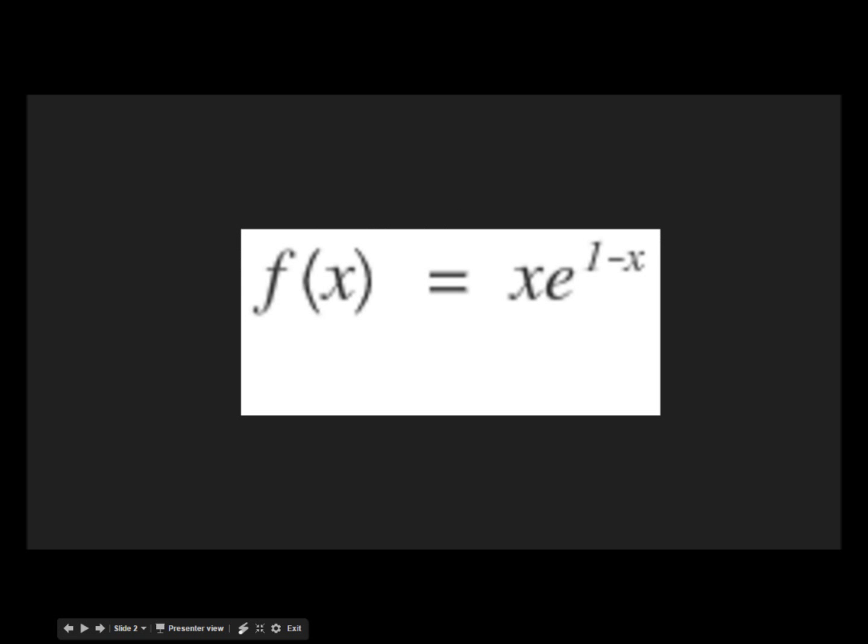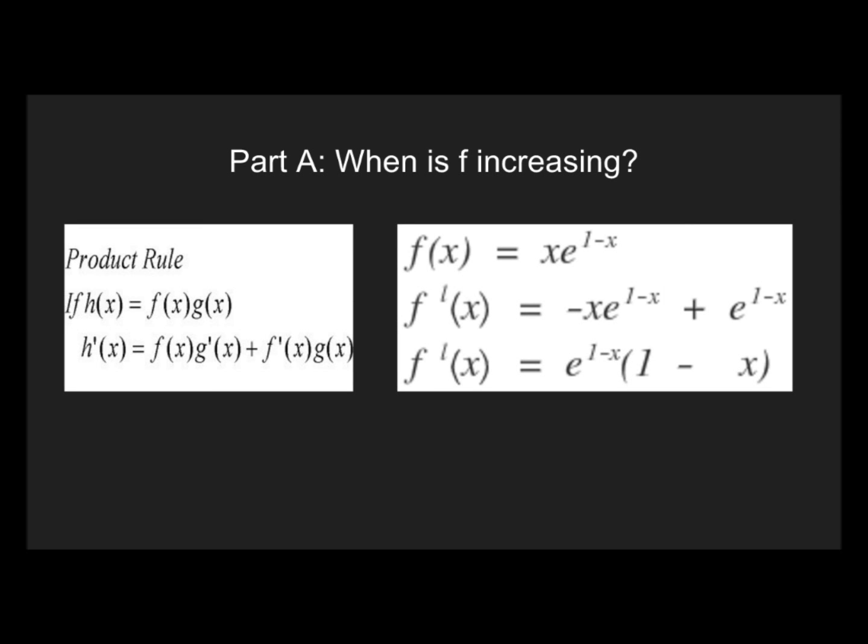Alright, here's our function. In all of its pixelated glory, we see x times e to the 1 minus x. Now the first part is asking us to find the intervals on which f is increasing. To do this, we need to take the first derivative and apply the product rule.